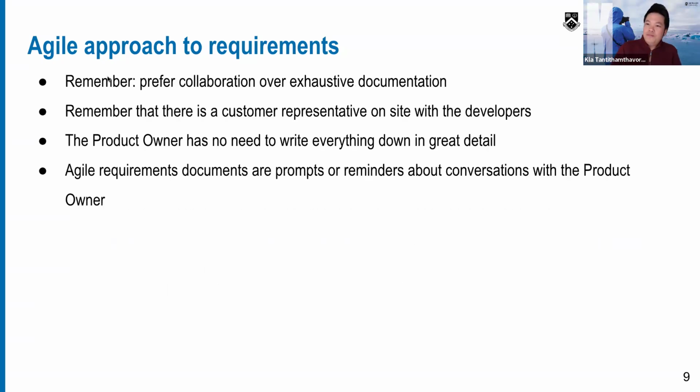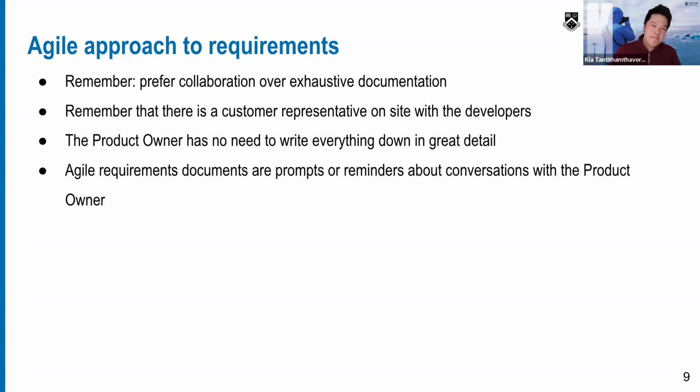And remember, in the week one lecture, we talked about the Agile Manifesto, where we prioritize client collaboration over exhaustive documentation. This is really the Agile Manifesto, and we should remember that there is a customer representative on site with the developers as well.